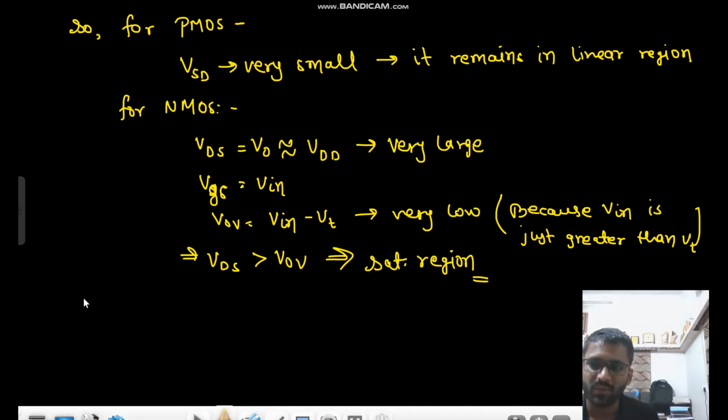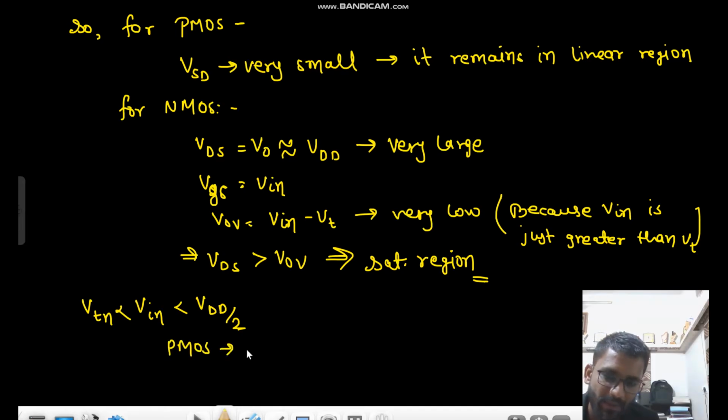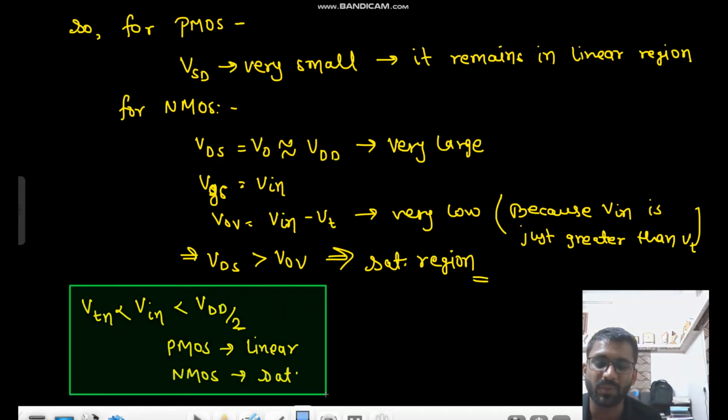Right? So for VTN, I am writing VTN because VTN is a positive value itself. If I write mod of VTP, that will also be fine. So for VTN to VDD by 2, your PMOS is in linear region and your NMOS is in saturation region. Okay, so I hope all this is clear to you.